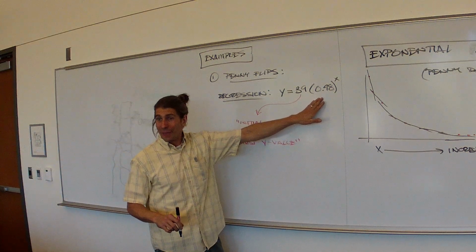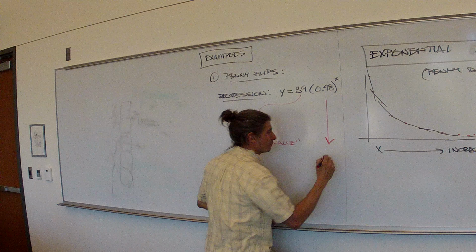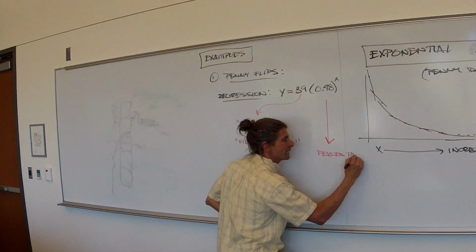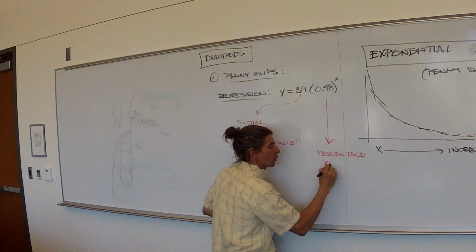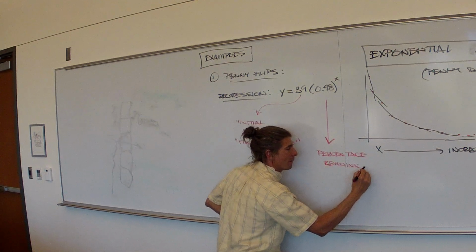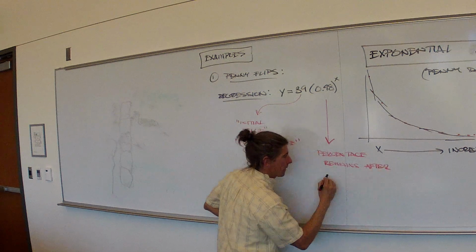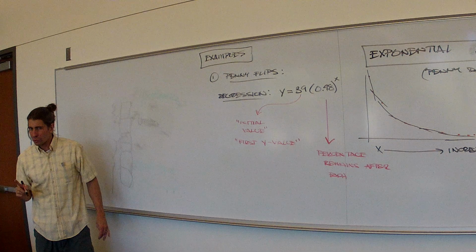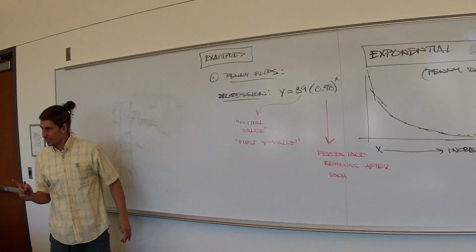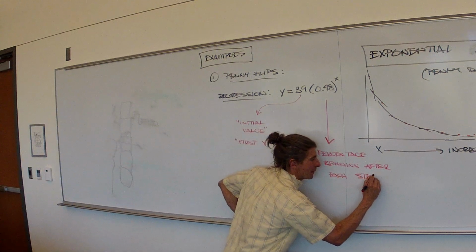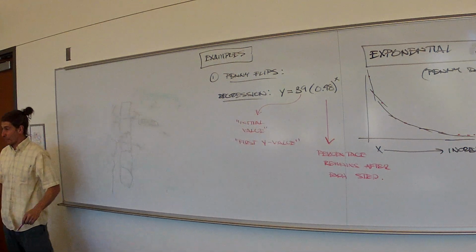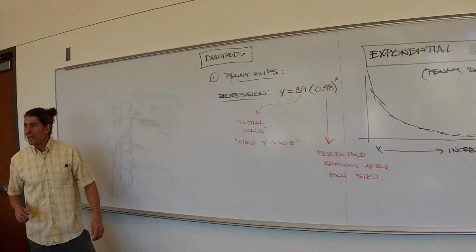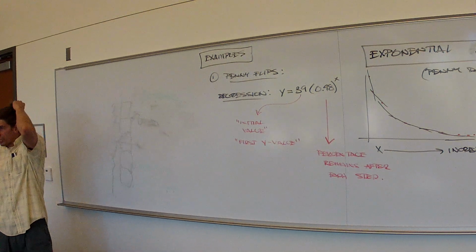0.48 is the percentage that remains after each step. Let's not use the word iteration, because if anybody asks what it means, that's not a good word to use. So basically, it's the remaining percentage after each step of the experiment.